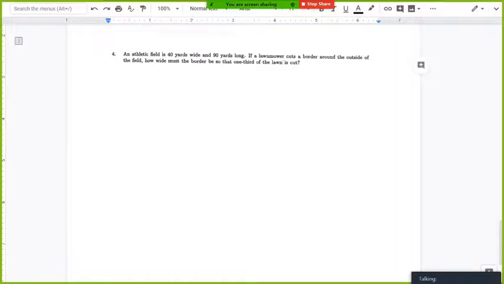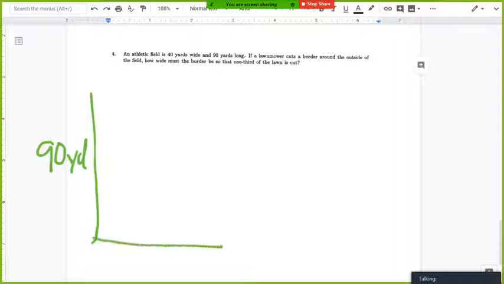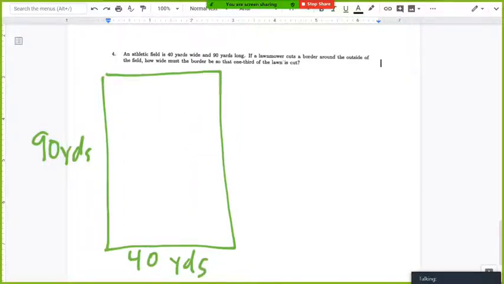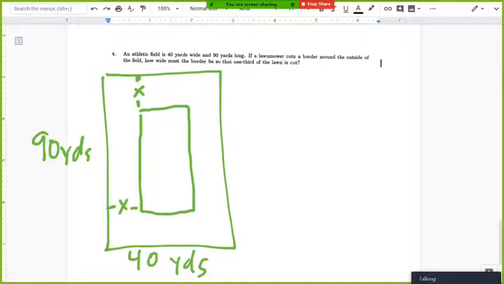So the field space is 90 yards by 40 yards, and it's going to cut a border around the field. Now we're going to assume that the border is going to be the same width all the way around. So we'll let that width of the border be x. So like all the way around, we'll call that x.